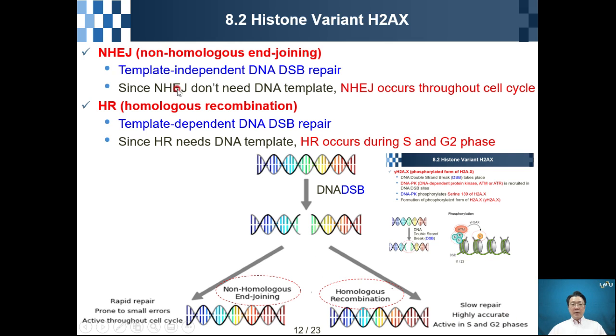And also, NHEJ doesn't need a DNA template, so usually NHEJ occurs throughout the cell cycle. However, HR needs a DNA template for homologous recombination, so usually HR occurs during S and G2 phase. So it means that HR is very active in S and G2 phase.